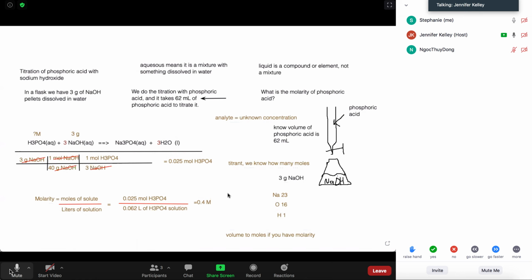Do you want to see one where we know the molarity instead of the grams? Yeah, we can try a different one. Okay. The one that you said.